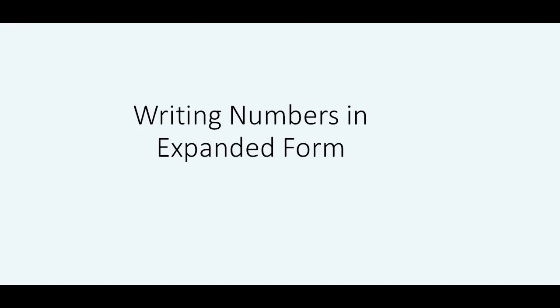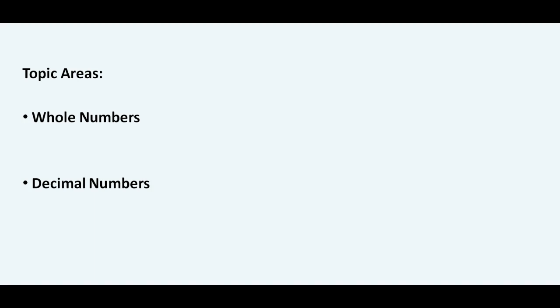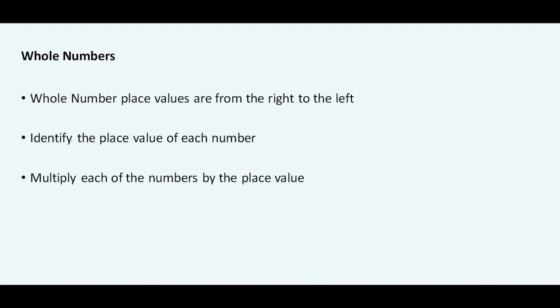Now let us study how to write numbers in expanded form. We're going to look at whole numbers and we're going to look at decimal numbers. For whole numbers, our place values increase from the left to the right. We're going to identify the place value of each number and then multiply each of the numbers by the place value of the position that they sit.